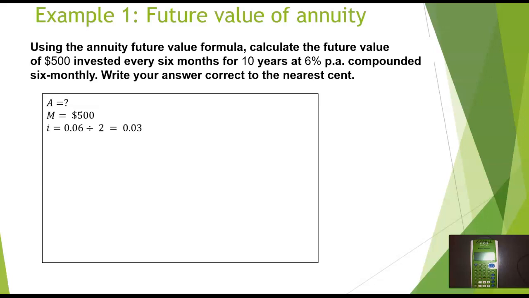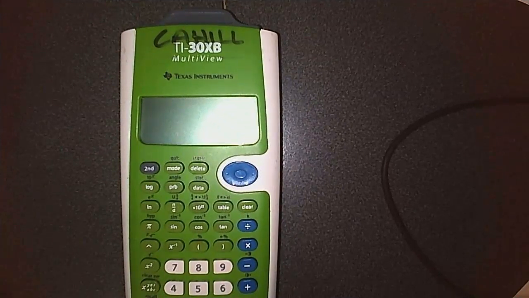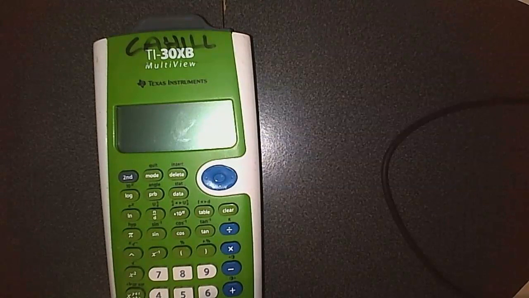So we have to put our percentage rate as a decimal, and because we have 2 compounding periods, we divide it by 2. So our interest rate is 0.03, so 3% per compounding period. We have 10 years with 2 compounding periods per year, which is 20 compounding periods. Write down our formula. Substitute into our formula, and I don't know about you, but I can't do this in my head, so I'm going to get out my trusty calculator and turn it on.